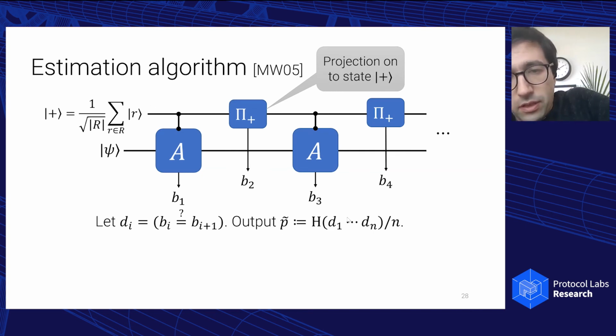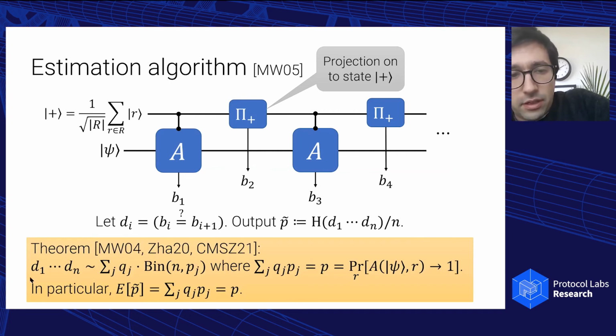The estimate is the Hamming weight of d_1 up to d_n. So you run this for just some n steps. The estimate is the number of ones in the string d_1 up to d_n divided by the length of the string, so the normalized Hamming weight of the string.